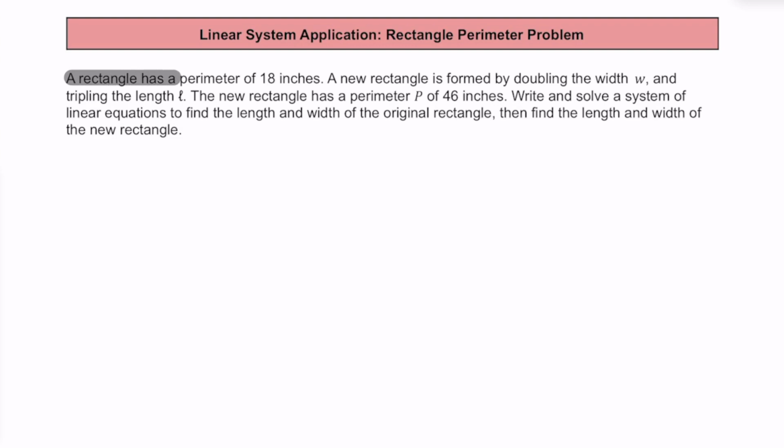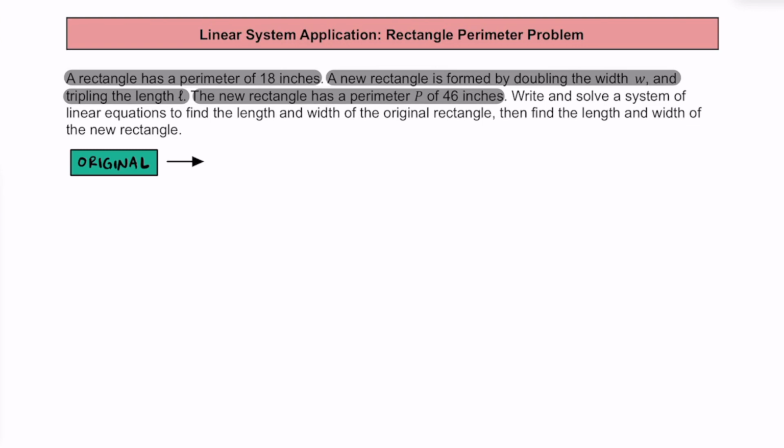Alright, so we're told that we have a rectangle that has a perimeter of 18 inches. Then we're told that we have a new rectangle that's going to be formed by doubling the width, W, and tripling the length, L. The new rectangle is going to have a perimeter of P, which is going to be 46 inches. We're going to write and solve a system of linear equations to find the length and width of the original rectangle, and then find the length and width of the new rectangle.